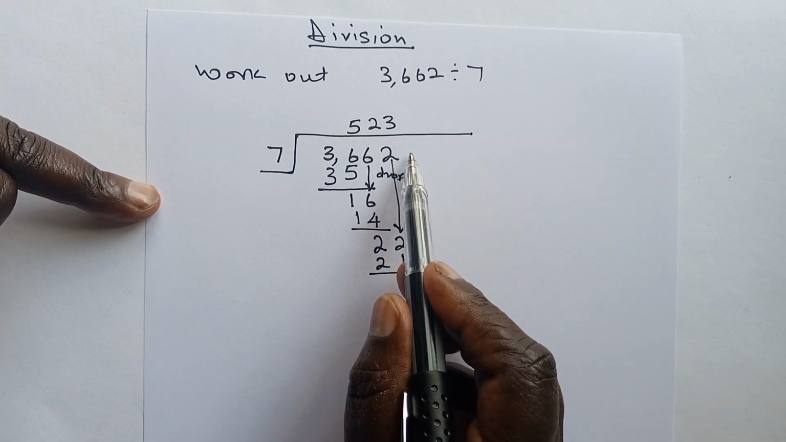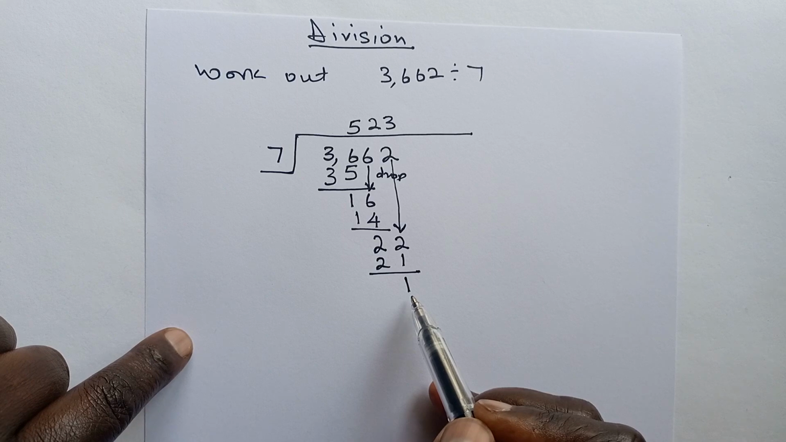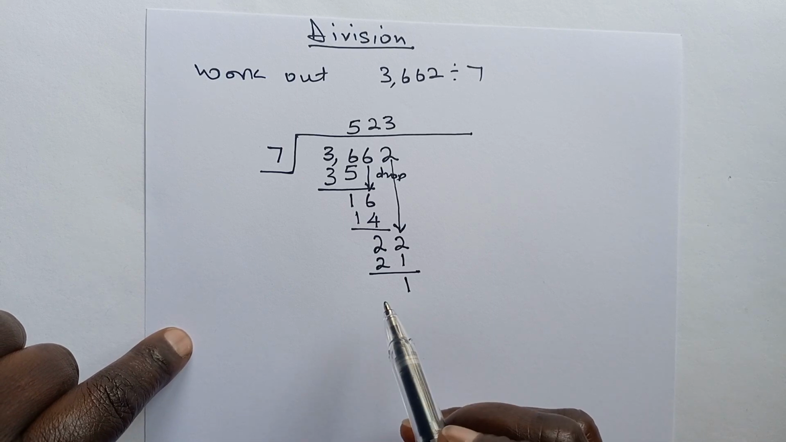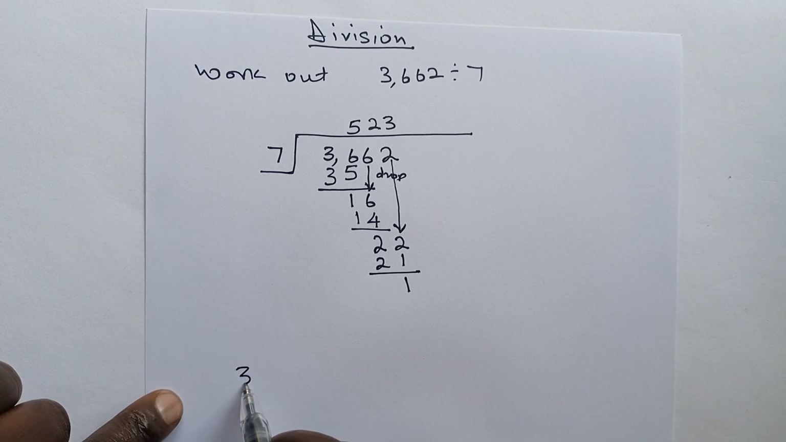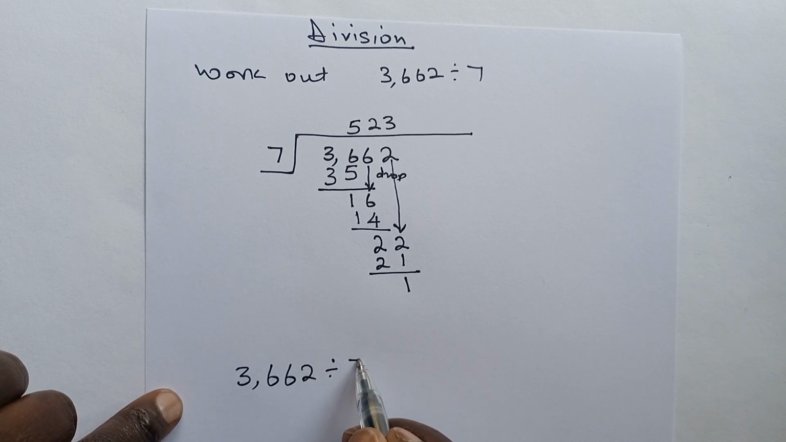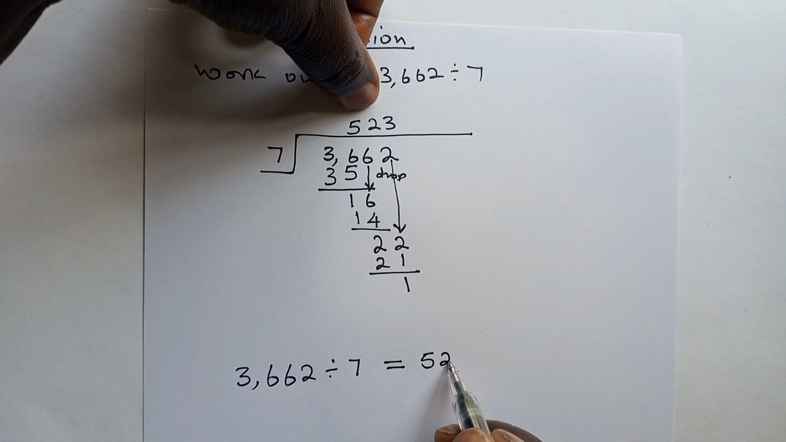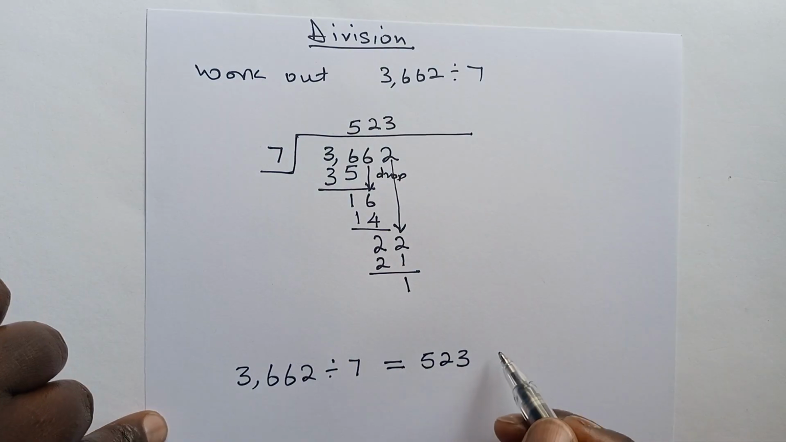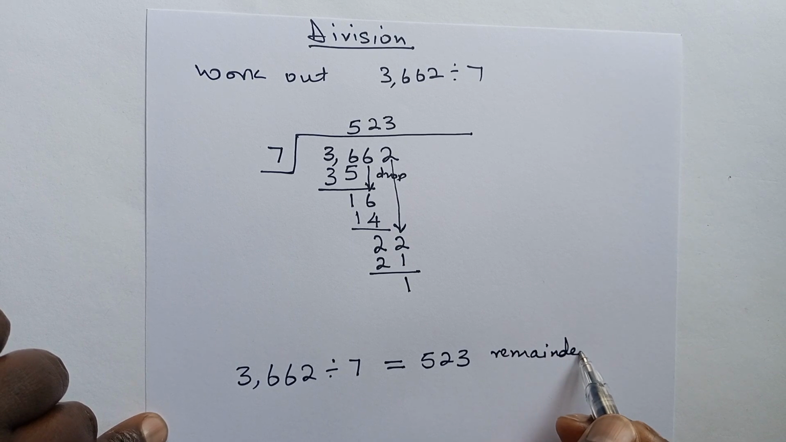So there will be no other number to drop. So that will be the end of your division. Therefore, our answer will be, when you take 3662 divided by 7, your answer will be 523, and you will have a remainder of 1.